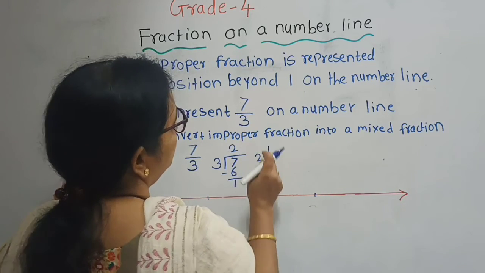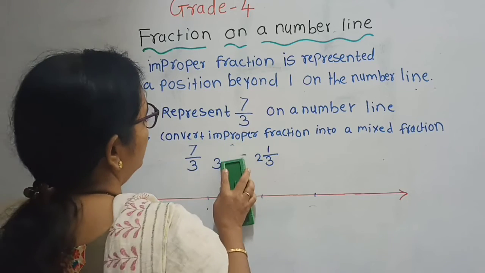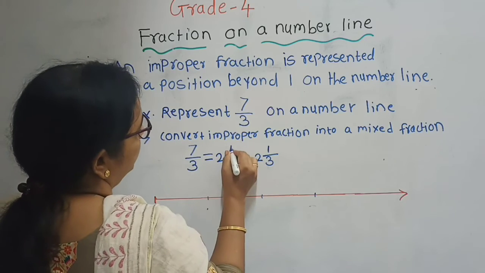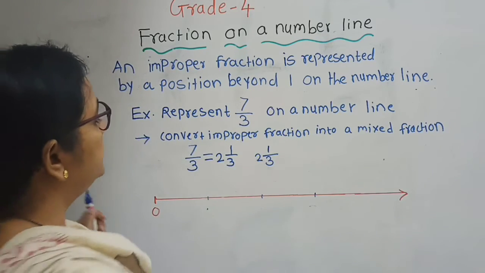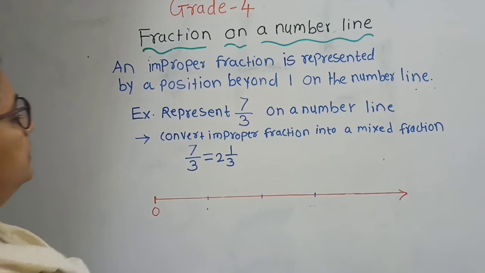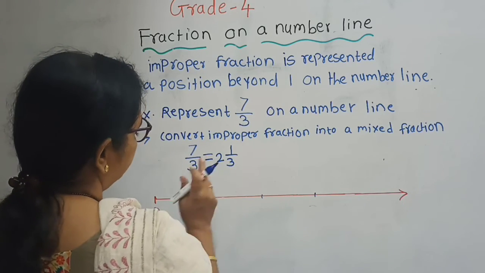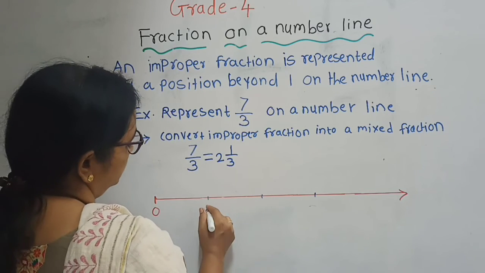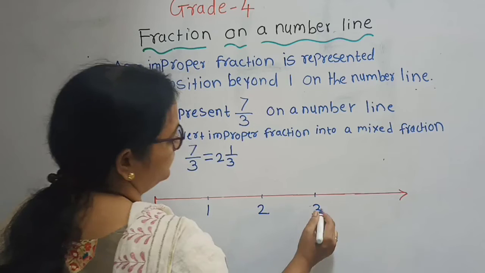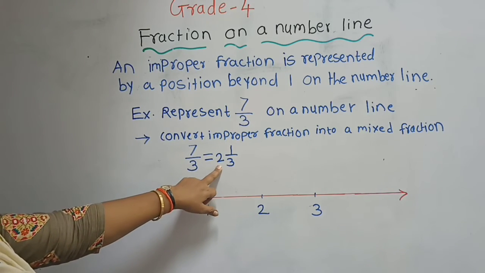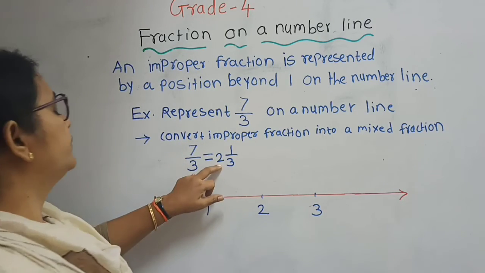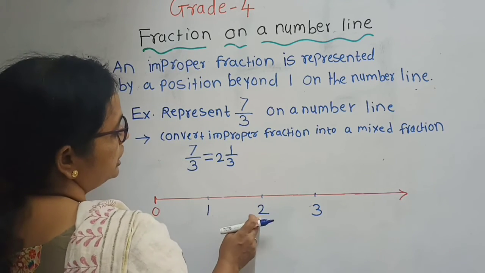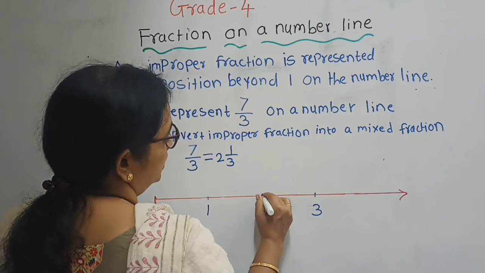So 2 whole and 1/3. This is the mixed fraction of 7 upon 3. Okay, 2 whole and 1/3. Now we have to show this 2 whole and 1/3 on the number line. Here the denominator is 3. We have to write on the number line numbers from 0 to 3. So 1, 2 and 3. Now first this is a whole number, so we start from 0 and reach 2. Yes, we are here at 2.